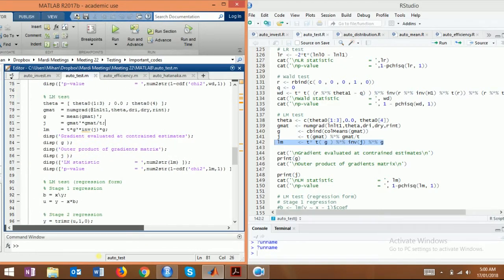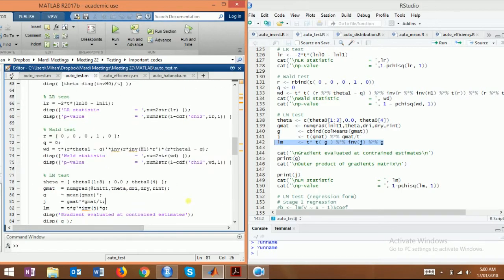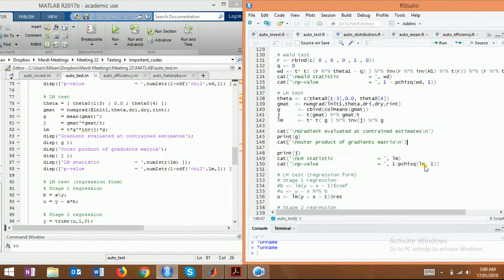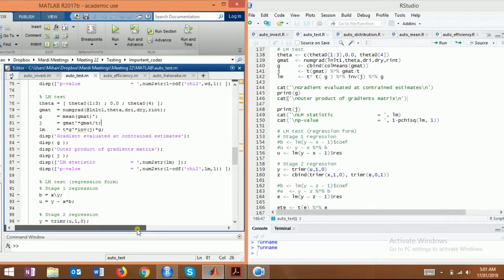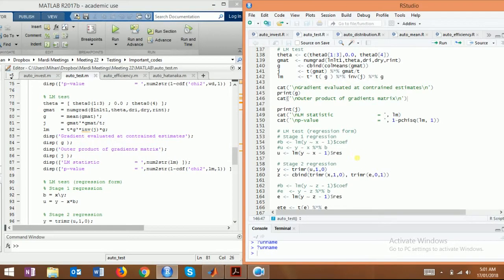And then we just look into the LR, Wald and LM tests. We just look into the probability distribution. All the parameters are statistically, so our results suggest all parameters are statistically significant at 5% level.